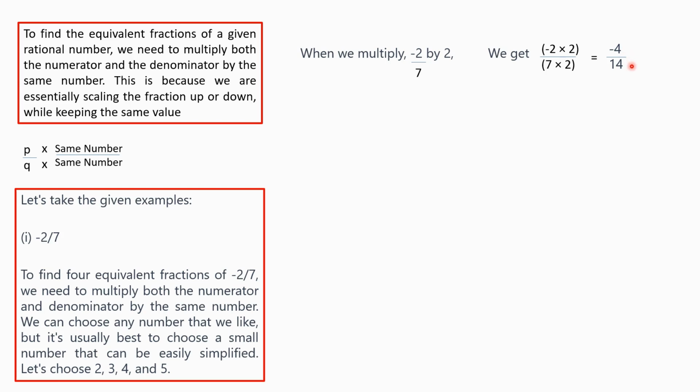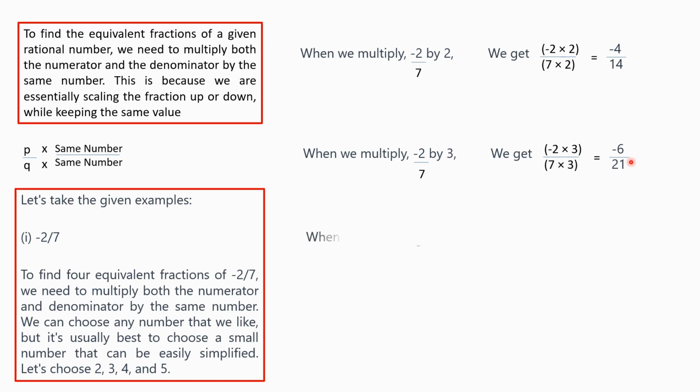In the second step, we multiply the numerator and denominator of minus 2 by 7 by 3, which gives us another new fraction, minus 6 by 21. This fraction also has a negative numerator and a denominator of 21.